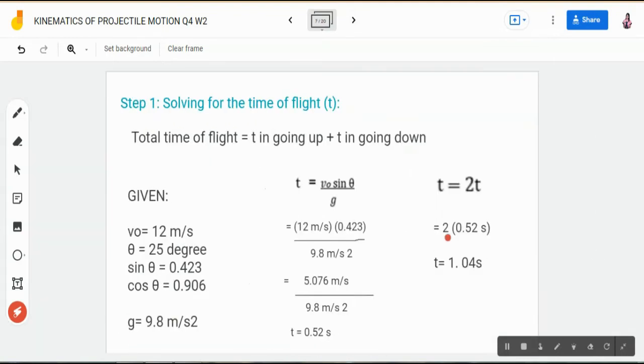So, substitute lang natin ulit yung given. Bring down natin 2. And then yung ating t, which is yung nakalculate natin kanina, na 0.52 second. Then, multiply lang natin sila. And then, we will be having a 1.04 seconds as the total time of flight. So, this is our final answer. Box ko lang. Ito yung ating total time of flight. So, that is how we can compute for the total time of flight.